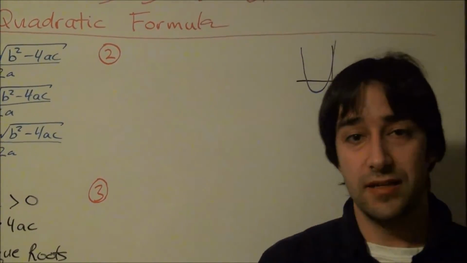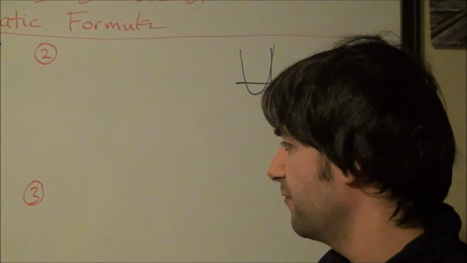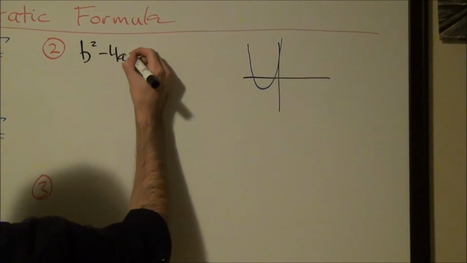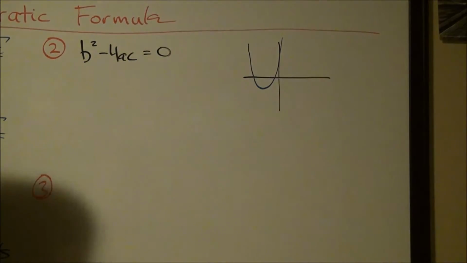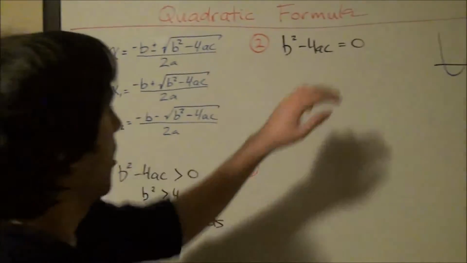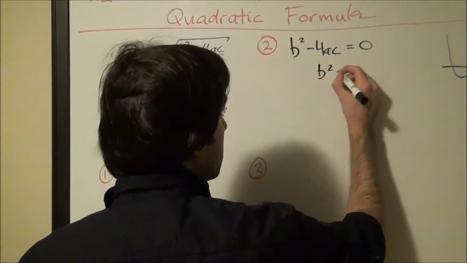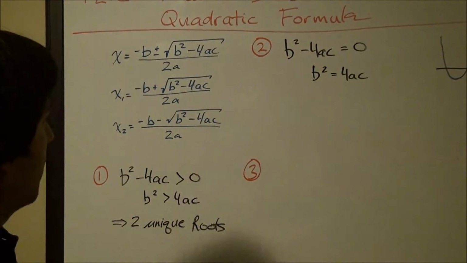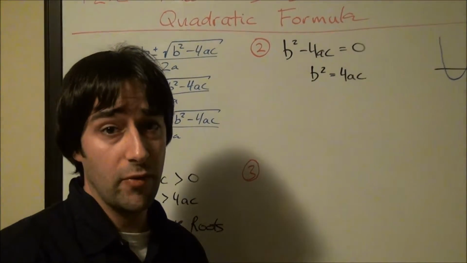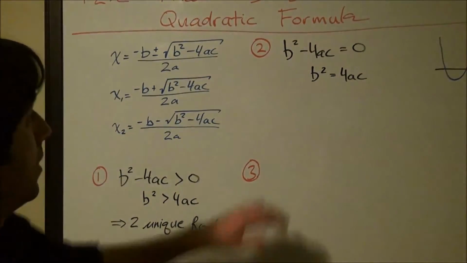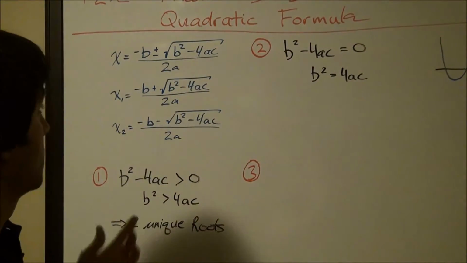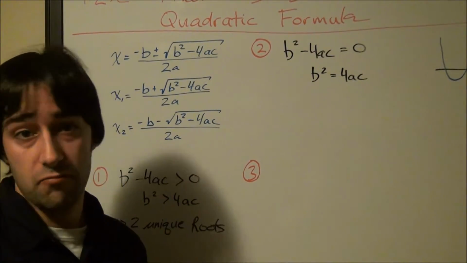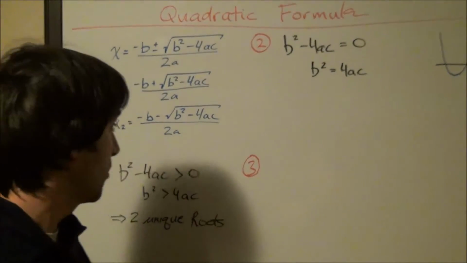Here's the second condition that you may find. What if you have b squared minus 4 times a times c is equal to 0? This is definitely possible. All we require here is that b squared is equal to 4 times a times c. How will that affect the solutions that we get when we apply our quadratic formula? Well, if b squared minus 4 times a times c is 0, then here we are taking the square root of 0. And the square root of 0 is 0. If you don't believe me, punch it into your calculator.